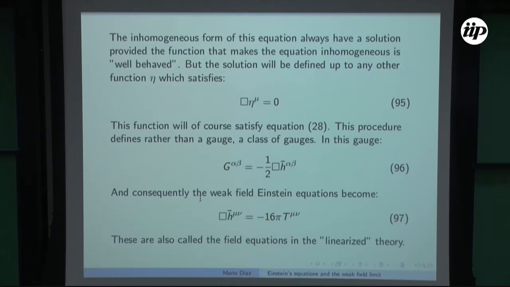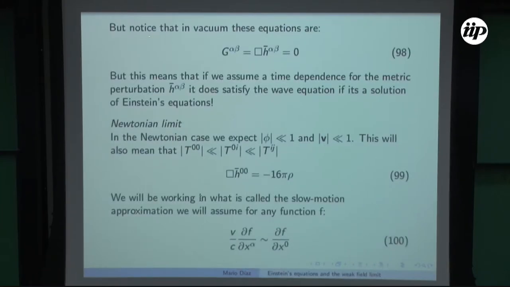And once we have something that is different from vacuum, then we depart from Minkowski. So in vacuum, the equations are just box of h alpha beta. And the bar, remember, stands because we departed from a hypothetical candidate and then ended up picking different coordinates, getting this equation.